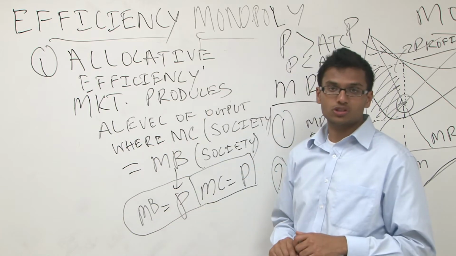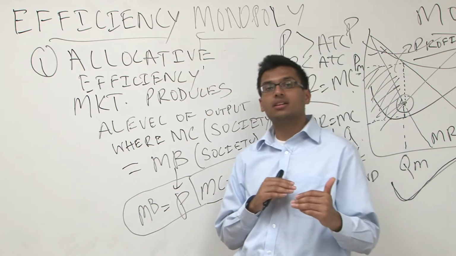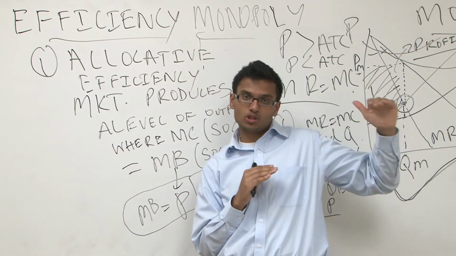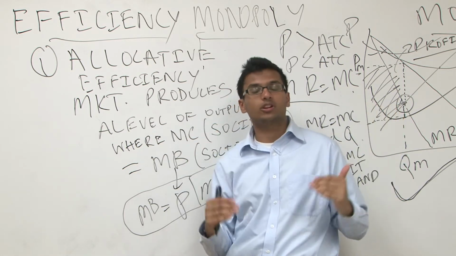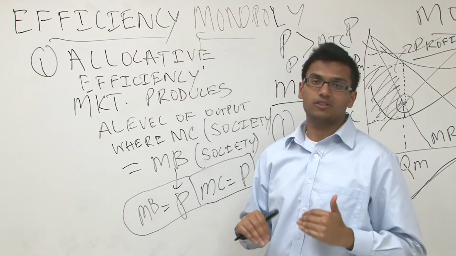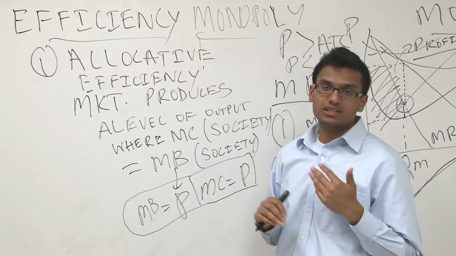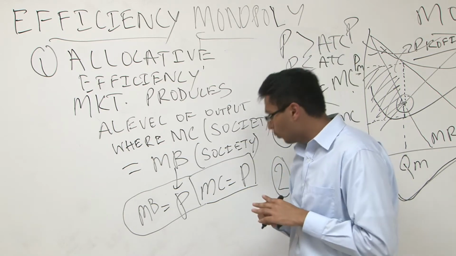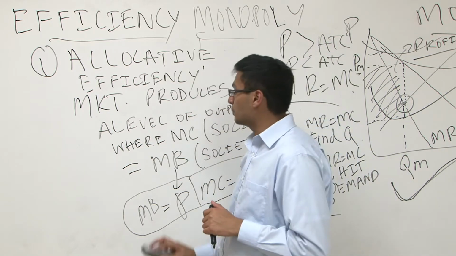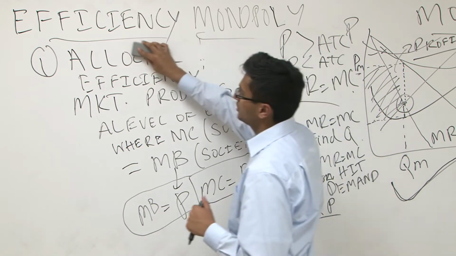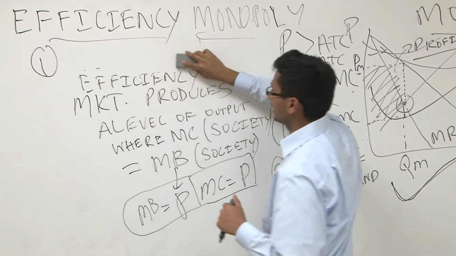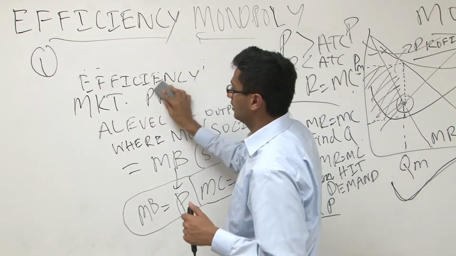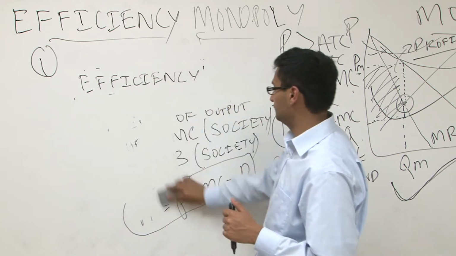you're allocatively efficient. That means your society is facing a marginal cost that's equivalent to the marginal benefit they're getting. So they're allocatively efficient. All right, so that's the first efficiency. What's the second one? The second one is called productive efficiency, and we're going to define that as well.